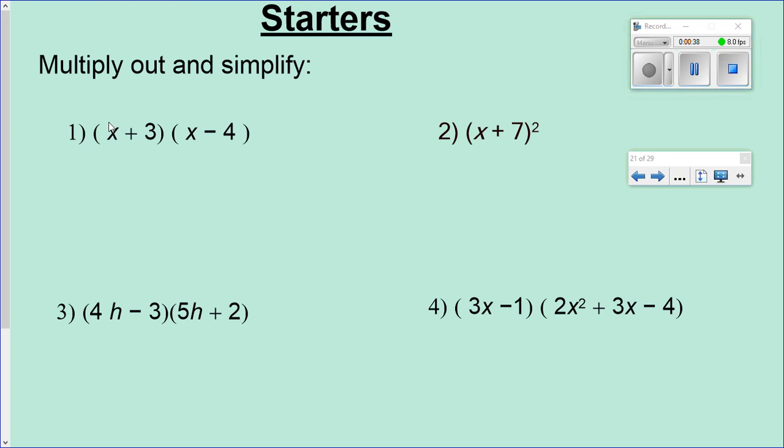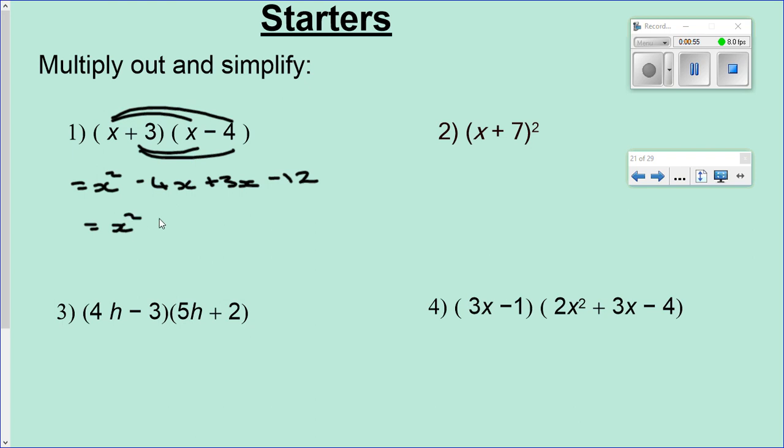So for number 1, again, I'm just going to draw in my arrows. I'm going to do x times x and x times minus 4. So x squared take 4x, plus 3 times x, so we'll get plus 3x. And then 3 times minus 4 is minus 12. Then we'll get x squared. If we do minus 4x plus 3x, we'll get minus 1x or minus x. Minus 12 is our final answer.